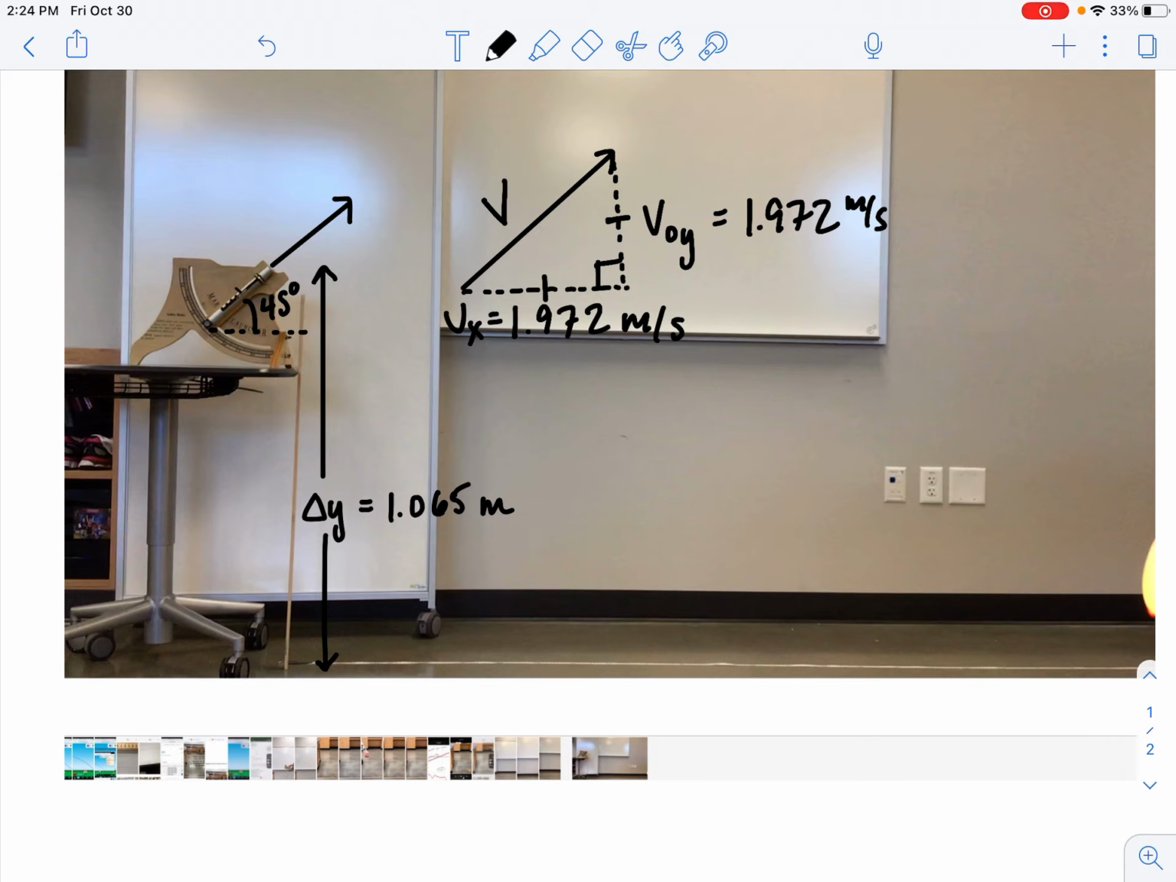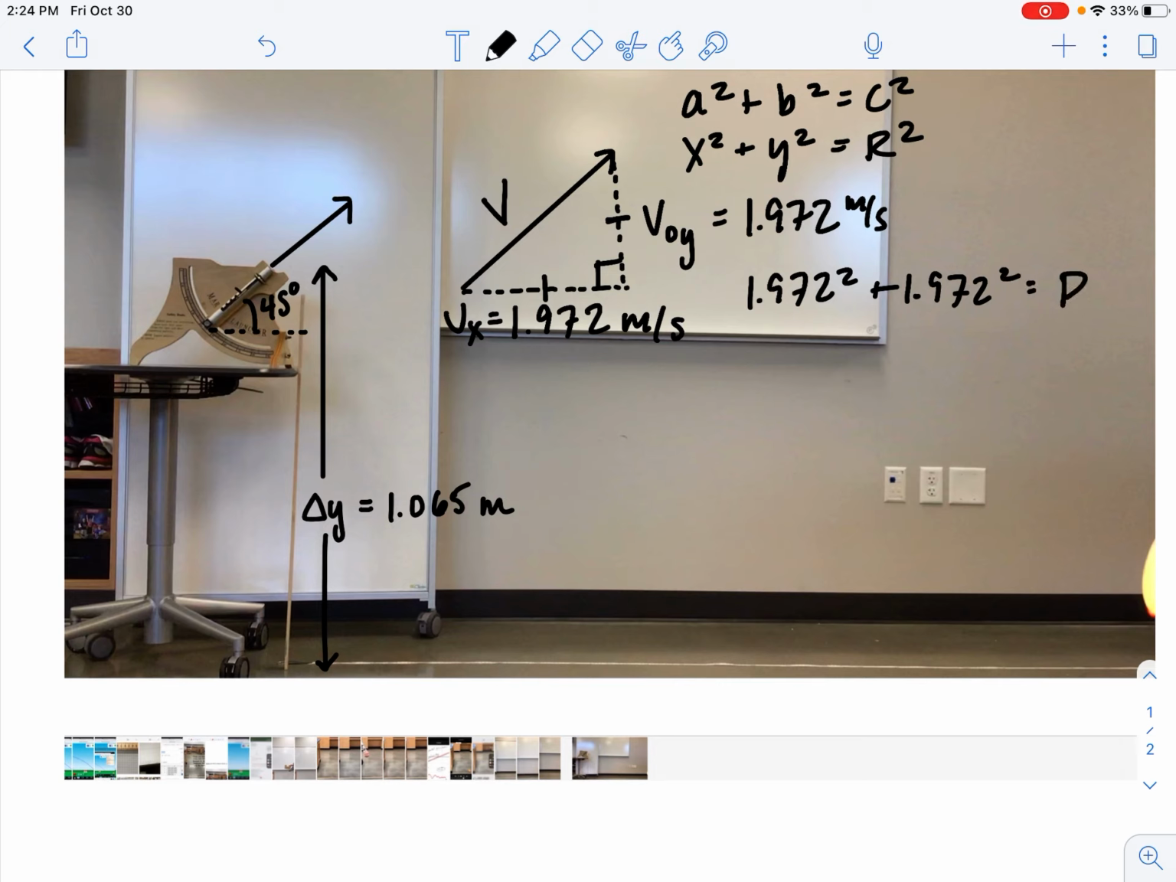This also means that I can figure out the composite initial velocity using the Pythagorean theorem. I know that a squared plus b squared equals c squared, or x squared plus y squared equals r squared. So that resultant, or that diagonal, is often called r. So I could do 1.972 squared plus 1.972 squared is r squared. Or if you know your special right triangles, you also know you could take 1.972 times the square root of 2. So I'm just getting out my trusty calculator here. And I get 2.789.